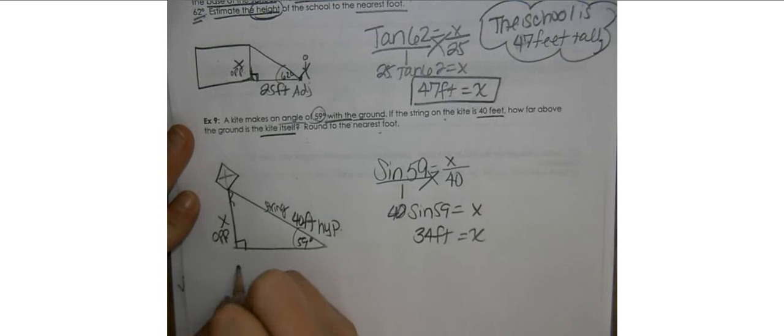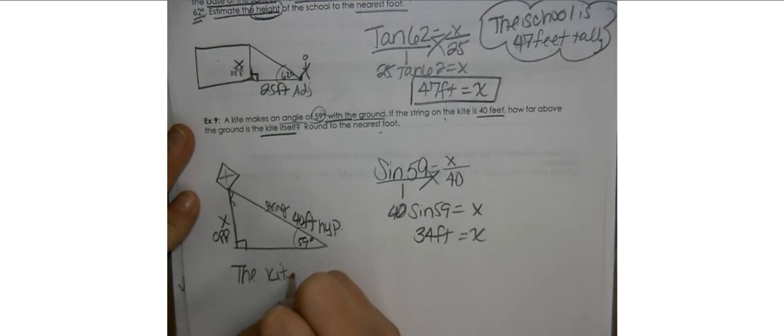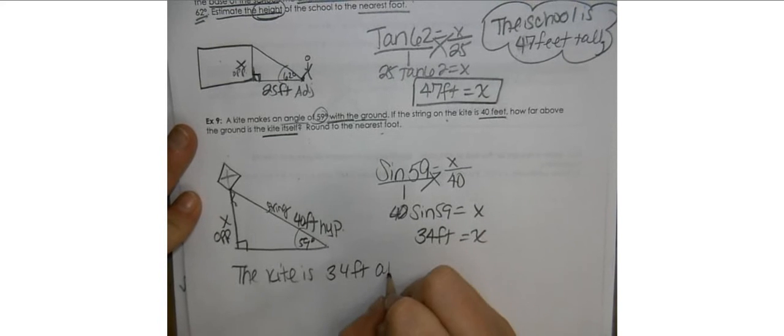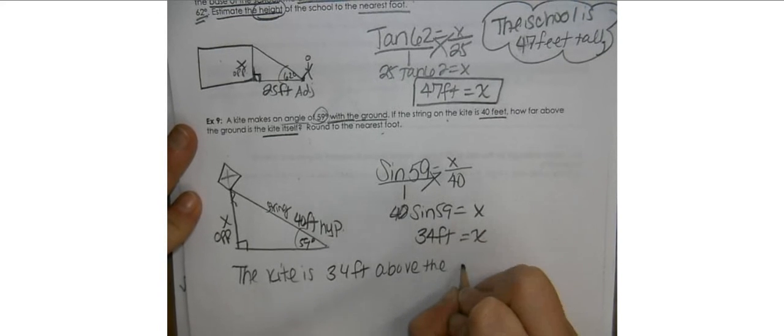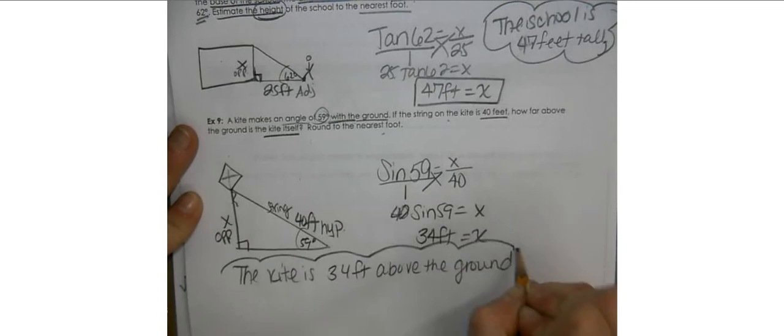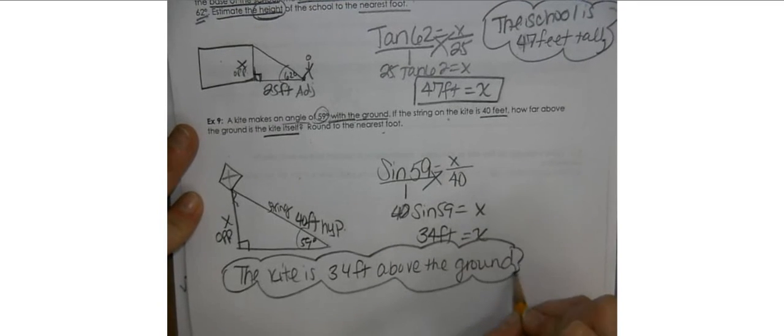So that means the kite is 34 feet, or about 34 feet above the ground. And that is our answer. And the end of this lesson.